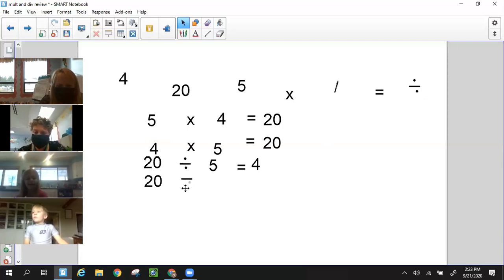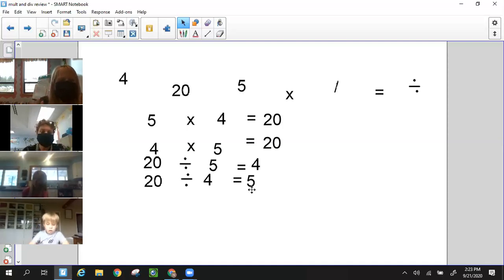20 divided by 4 equals 5. So you should have had 4 equations that are related because of 2 properties: commutative, where your factors can flip and the product stays the same, and inverse property, which just states that division is the opposite of multiplication. It's the opposite, the inverse.